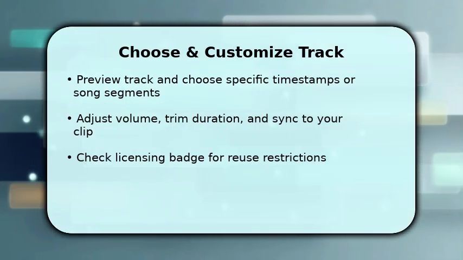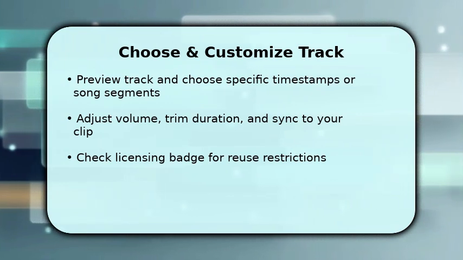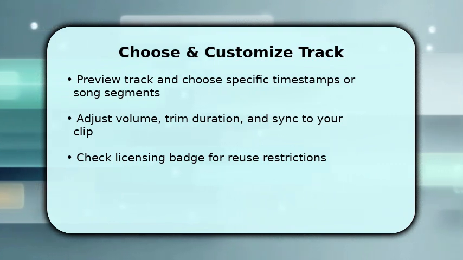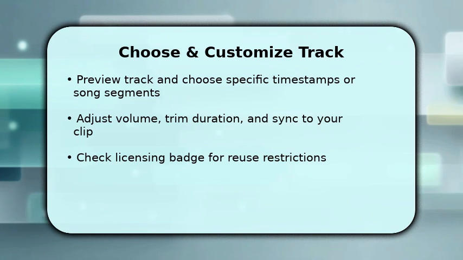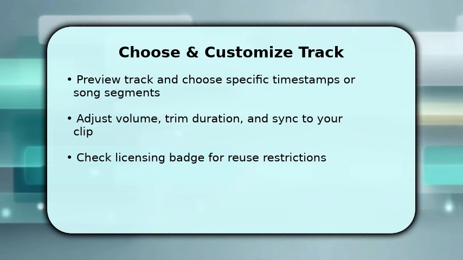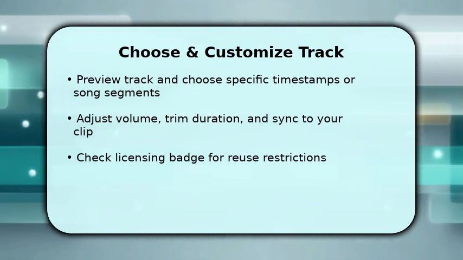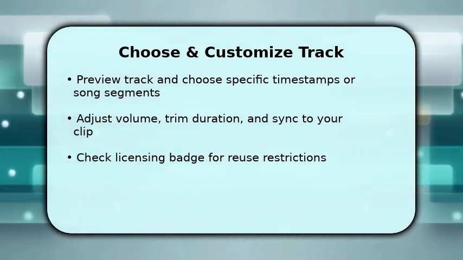Now you choose and customize the track for timing and impact. Preview the song, then set the exact start point or segment so the hook hits where your visuals do. Adjust audio volume relative to your original clip, trim duration to the short's length, and use beat matching by nudging the start time. Also check the licensing badge for reuse or remix permissions so you avoid muting or takedowns later. This targeted editing makes the music feel native to your short.